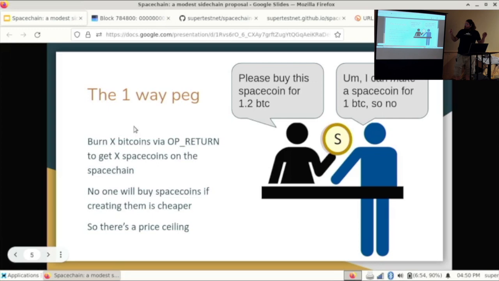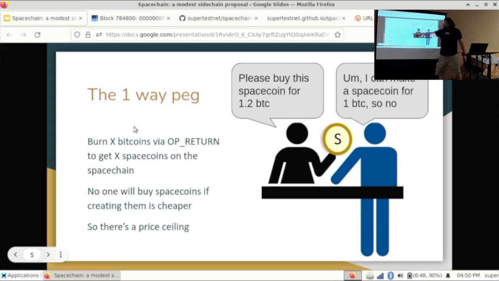So, one-way price pegs are a concept of, what if we destroy bitcoins? That's the basic idea. We're going to destroy bitcoins, keep track of the ghosts of these destroyed bitcoins, and then trade those as if they were money. It's awful. Never do this with real money.